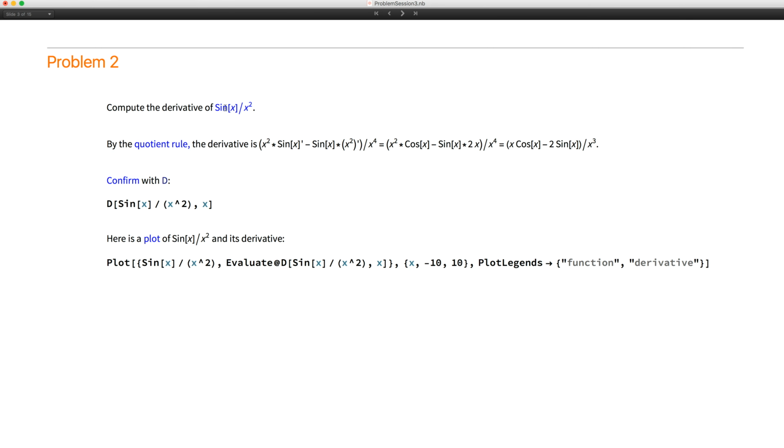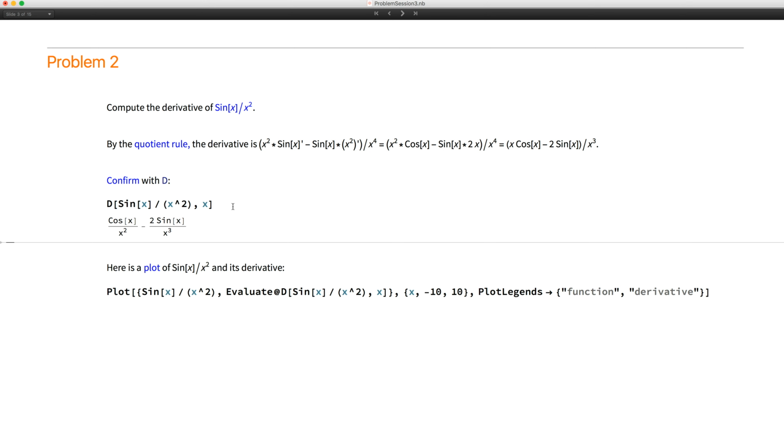Problem number 2, which says compute the derivative of sine of x over x squared. Now this requires a quotient rule, so you do denominator times derivative of numerator minus numerator times derivative of denominator over denominator squared. When you do that, you get x times cosine x minus 2 sine x over x cubed. You can check the answer with D, and you get back almost the same thing, except that you might need to take an LCM to get both of them to agree exactly. Here is a plot of the function and its derivative.